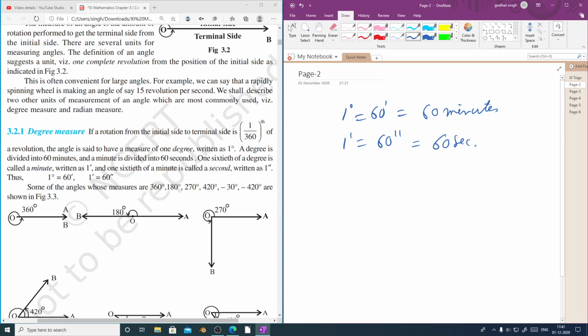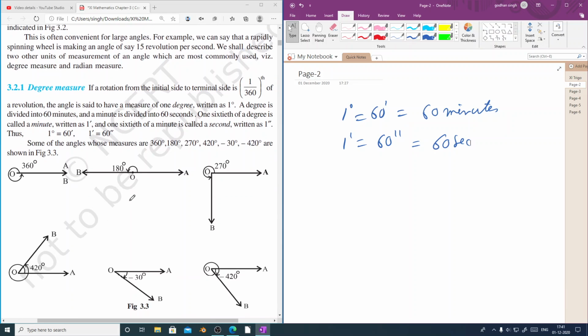Most probably we will not be writing words, we will just mark like this. So it's 60 seconds, and when a single dash is there, it is 60 minutes. This is the symbol for minute, and this is the symbol for seconds. Now here some of the angles are given.